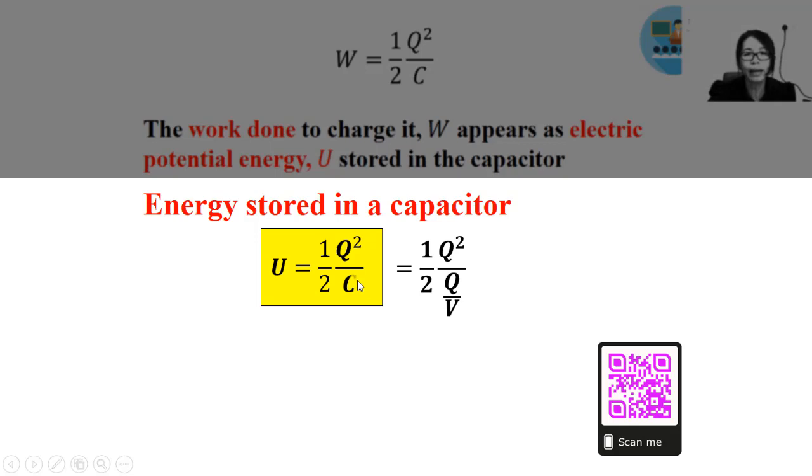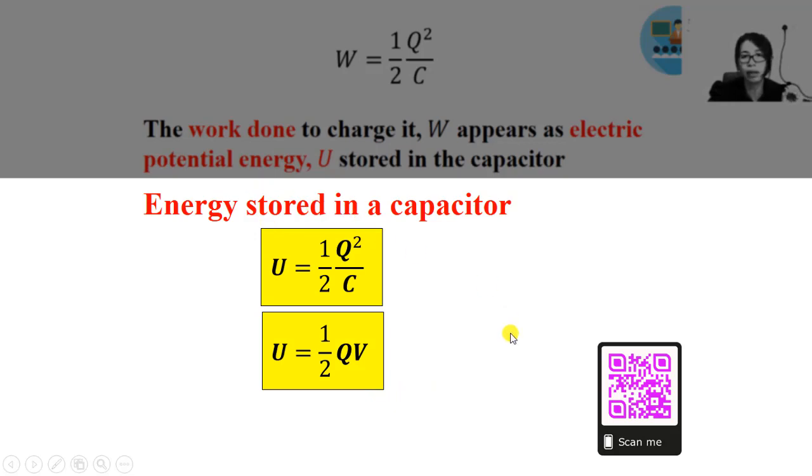Now we know that C is Q over V. So I substitute C with Q over V, then I simplify, and I get U is half QV. This is the second equation that we might use to calculate the energy stored in capacitors. Then class, we also know that Q is CV. So I substitute Q with CV, and I get the third equation used to calculate the energy stored in the capacitor. We have U is half CV squared.